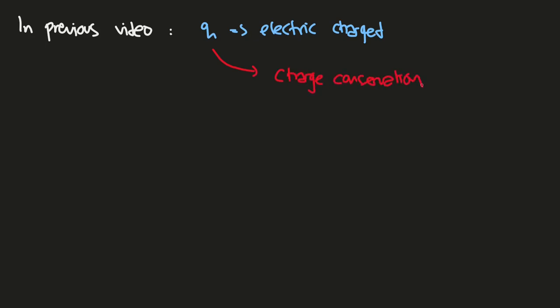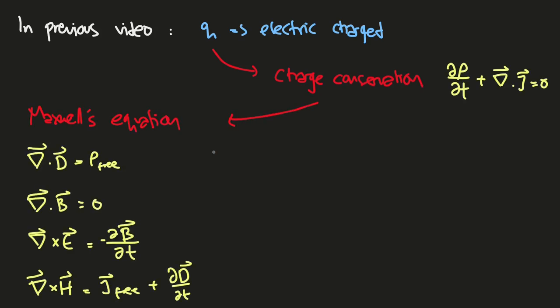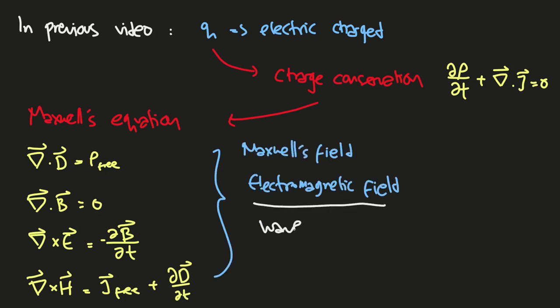In previous videos, we were playing with Q, an electric charge particle or electric charge object, where by empirical evidence we see that charge is conserved. So here we have the charge conservation concept, and at the end of this conservation law, we can formulate Maxwell's equations, just like these four sets of equations. This set of equations creates what we know as Maxwell's field, or the electromagnetic field, that is the wave representation of light in quantum mechanics.